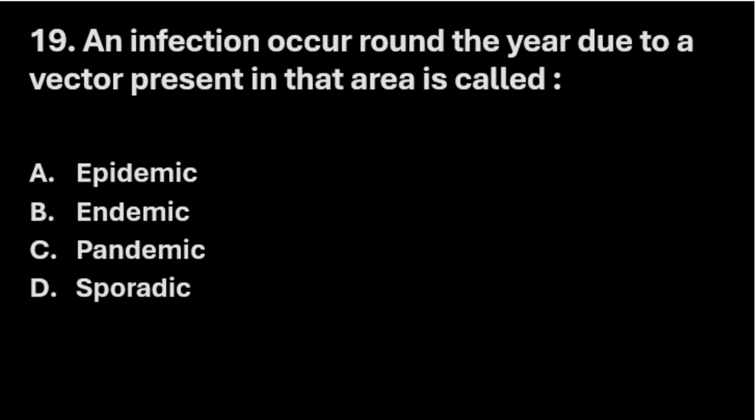Next question. An infection that occurs around the ear due to a vector present in that area is called option A, epidemic, option B, endemic, option C, pandemic, and option D, sporadic. The right answer here is option B, endemic. Let us see the different definitions of these terms.